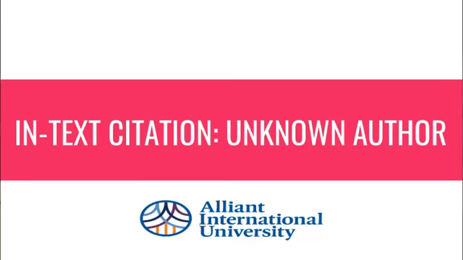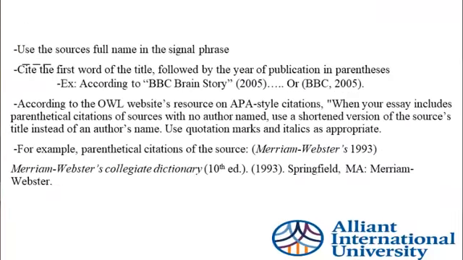If there's an unknown author, you want to cite the first word of the title, followed by the year of publication in parentheses. So, for example, according to BBC Brain Story, and then you would have your parentheses with the publication, or you could list that content and then cite it as BBC, 2005, which is the year of publication.